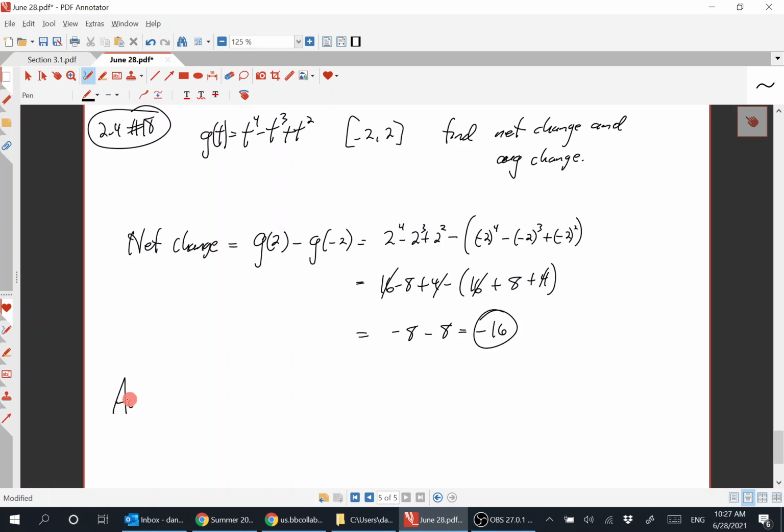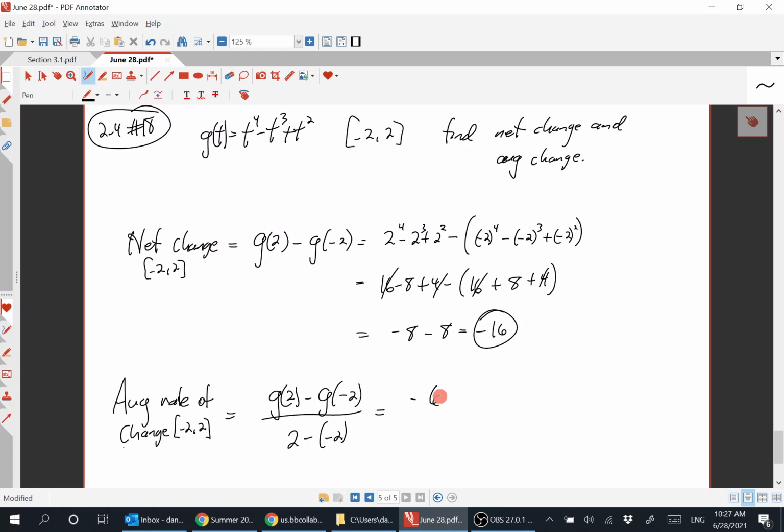So that's the net change, and then the average rate of change from negative 2 to 2. That's g of 2 minus g of negative 2, the net change, over the length of the interval. So g of 2 minus g of negative 2 is minus 16, divided by 2 plus 2, which is 4. So the average rate of change is negative 4.